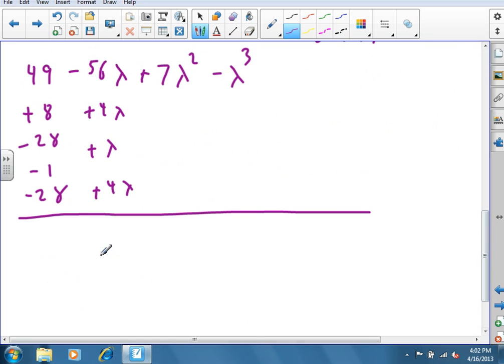Alright, so I got minus lambda cubed plus 7 lambda squared minus 9. Is that 47? 47 lambda.